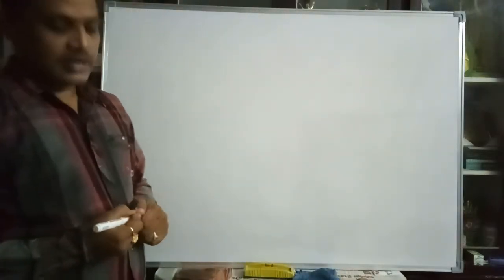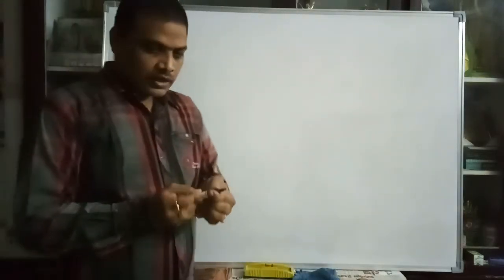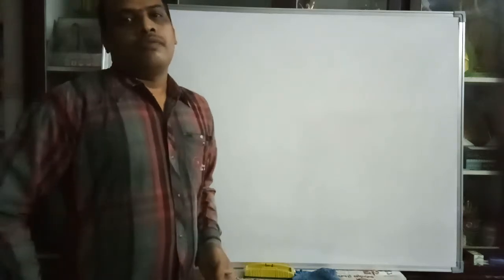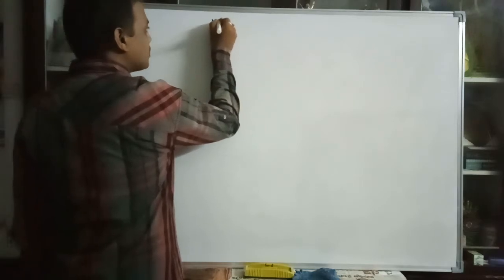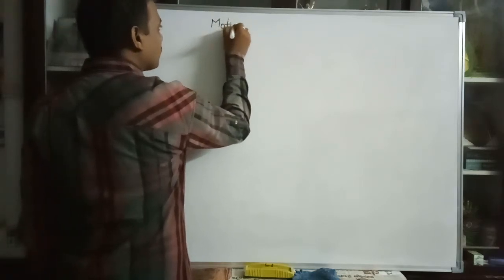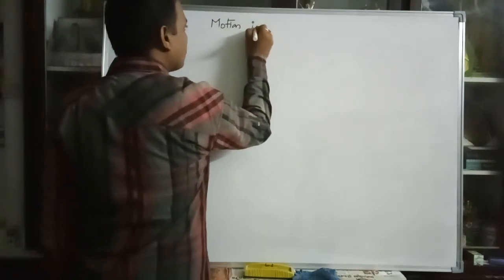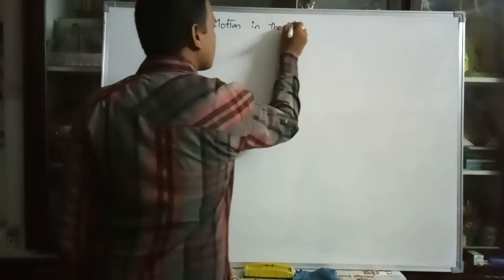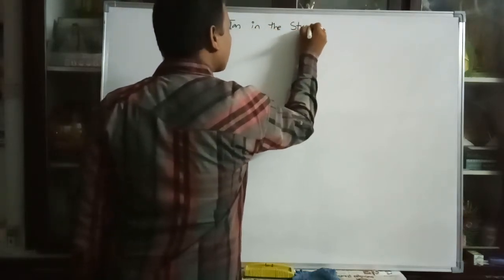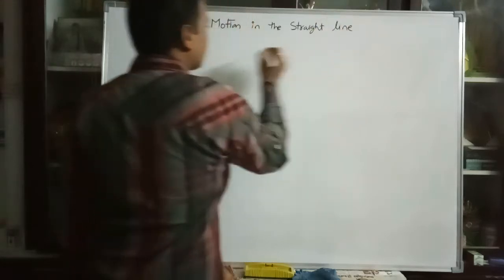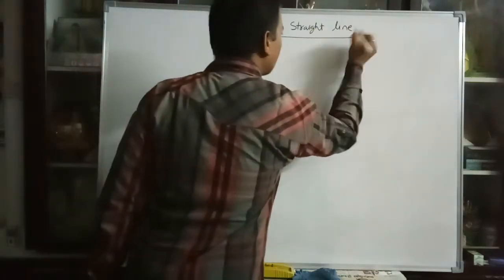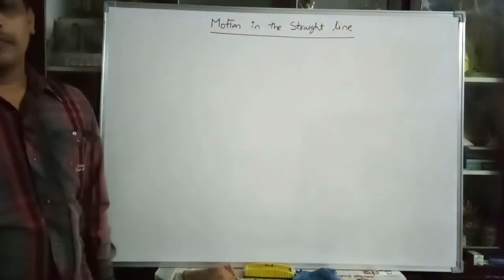Today we discuss a first year topic that is very important to enter physics. From an academic point of view, the chapter name is Motion in a Straight Line. Actually, this is the chapter name.